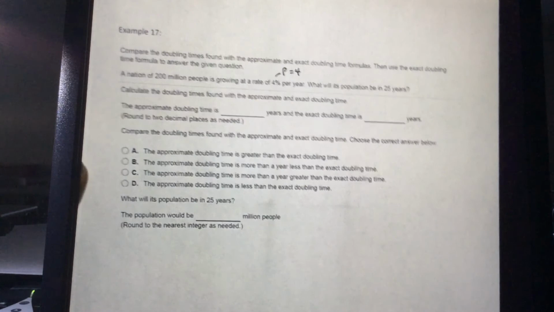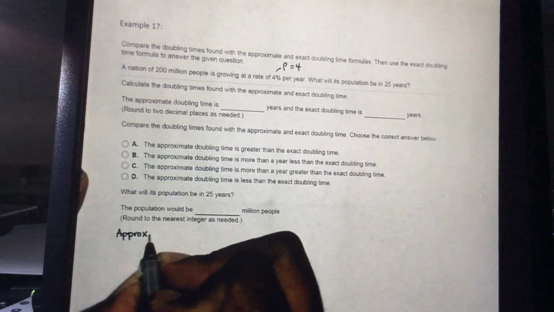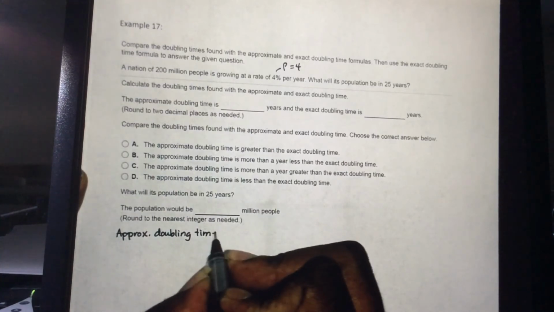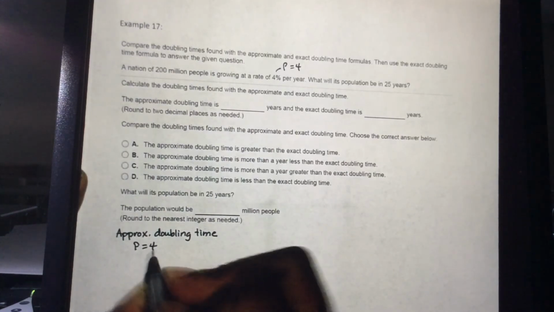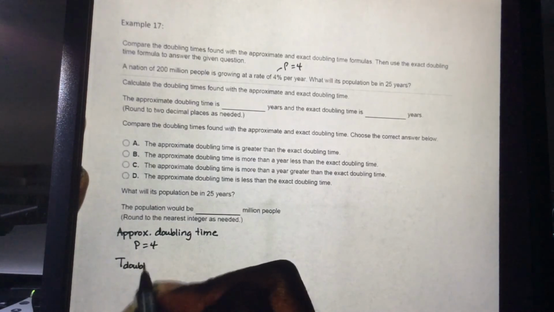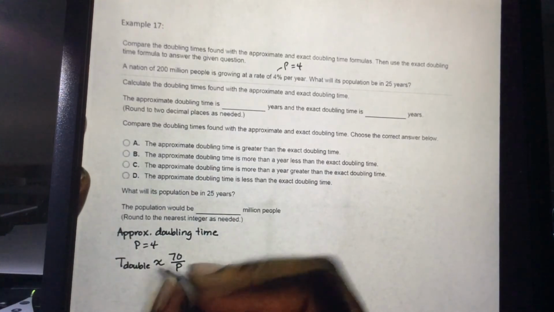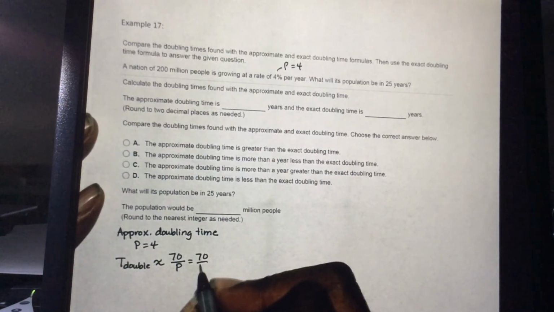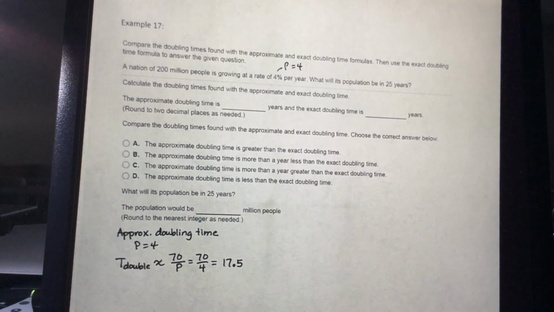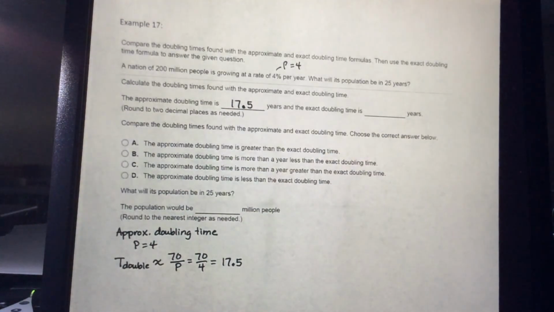Okay, so here, let's start off by using the approximate doubling time formula. And of course, P is going to be equal to 4. So t sub double is approximately 70 divided by P. That's the formula that we use. So if I do 70 divided by P, which is 4, I'm going to get 17.5. So in this case here, the approximate doubling time will be 17.5 years.